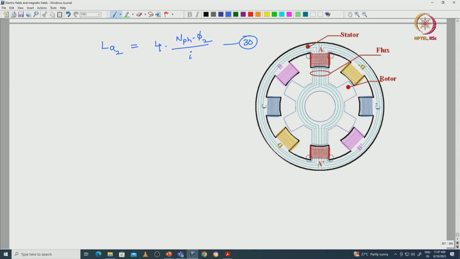Then the resultant inductance in aligned condition. So, the complete inductance with respect to the aligned condition, aligned condition inductance, is equal to the summation of these two flux regions. Flux region 1 is with respect to this one and flux region 2 is with respect to the leakage fluxes.